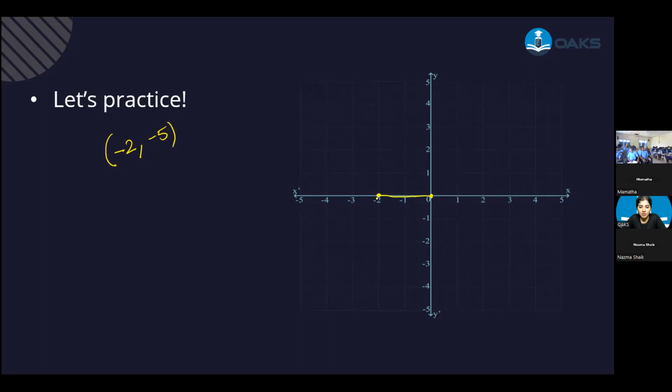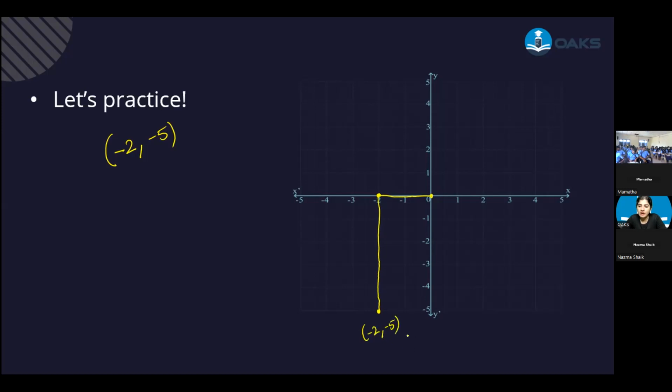Okay. So -2, I'm stopping here. So now I have to move up or down? Okay. Till what point? -5. So should I stop here? This is my point, -2, comma, -5, right?